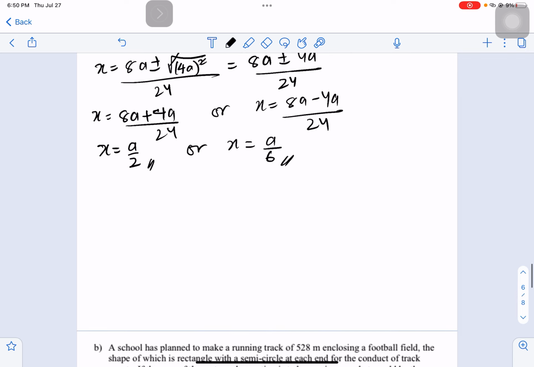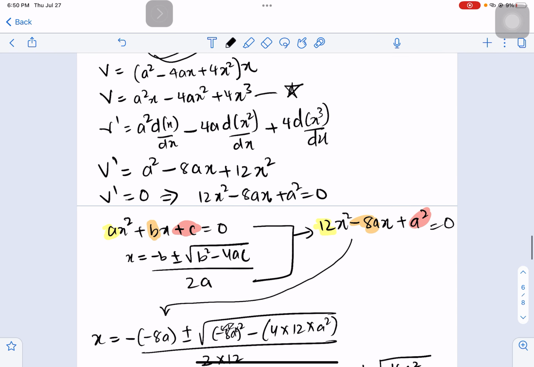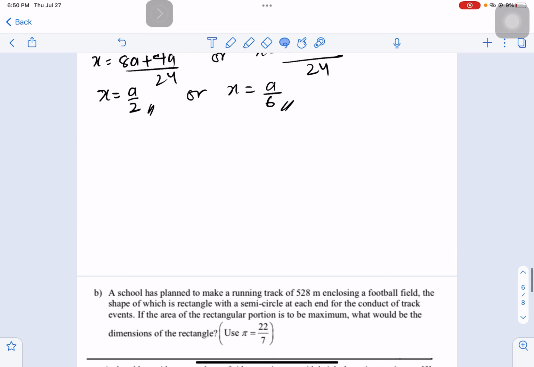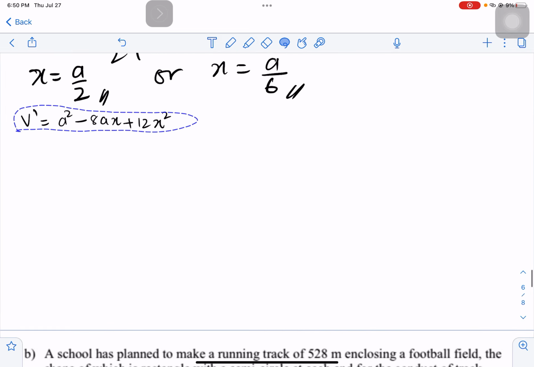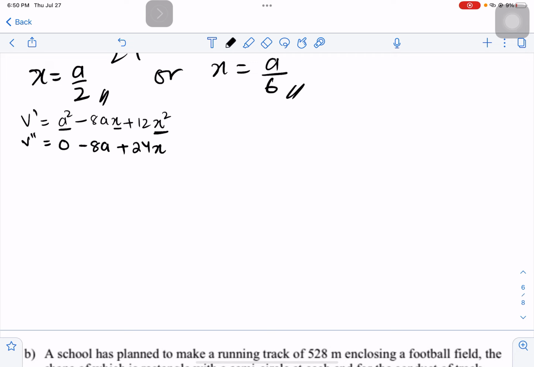Now which one is maximum and which is minimum? For that, you need to differentiate again. We have the first differentiated value here, so now I just have to find the double differentiation. The a squared is constant, so you differentiate v with respect to x. So v double dash is equal to 0 for the constant, then the differentiation of x gives negative 8a, and for x squared, 2 comes down, so 24x.